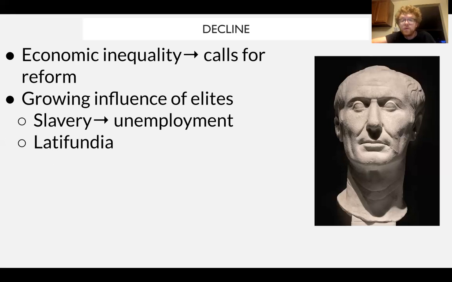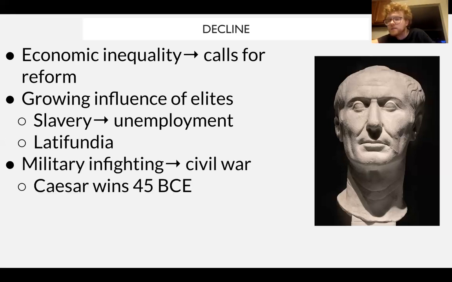Another major reason why we are going to see decline is military infighting. Remember, the military has increasingly an important political role. And as such, we are going to see various military leaders try to make their own kingdoms, their own empires, their own states. So there is going to be a massive civil war in the late Republic period. And we are going to see one general in particular become the leader of the unified Roman Republic. That's going to be a guy by the name of Julius Caesar, that guy that invaded Gaul. Well, he's going to invade Rome.